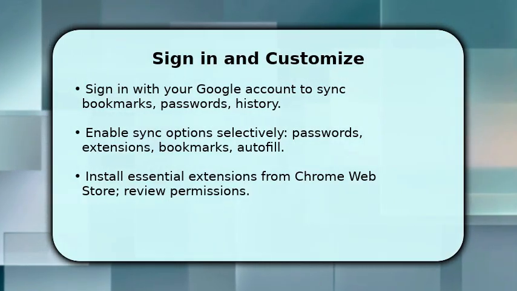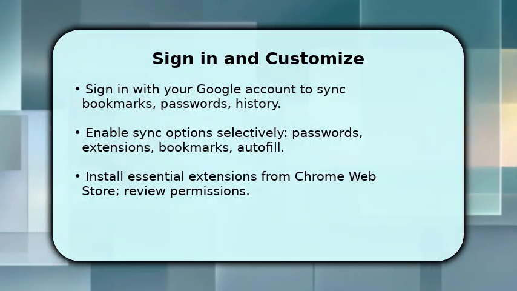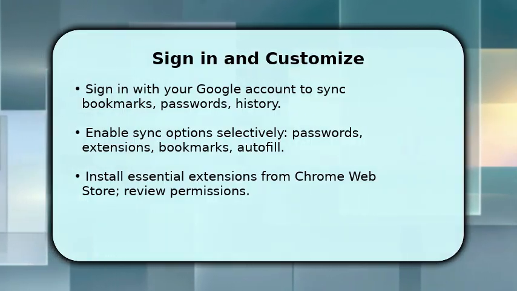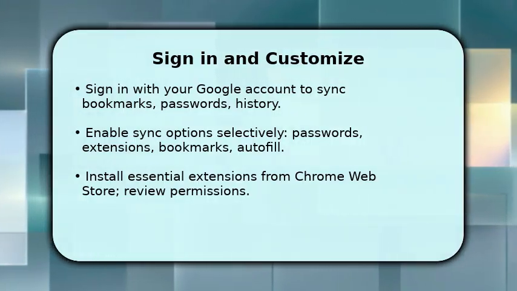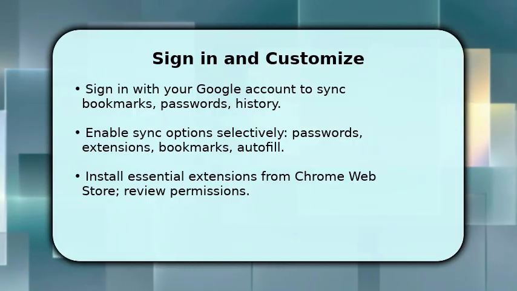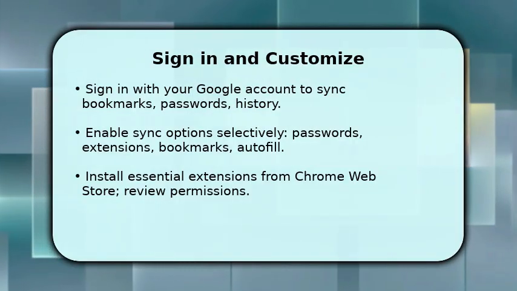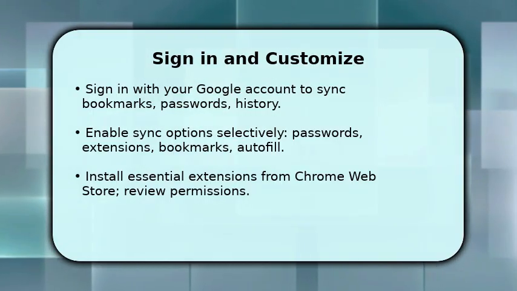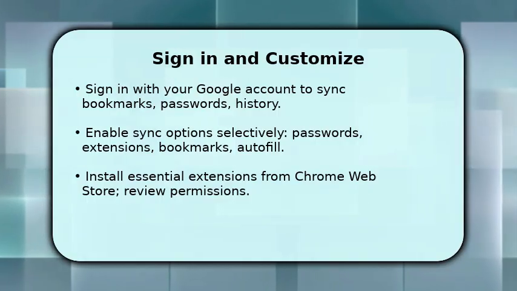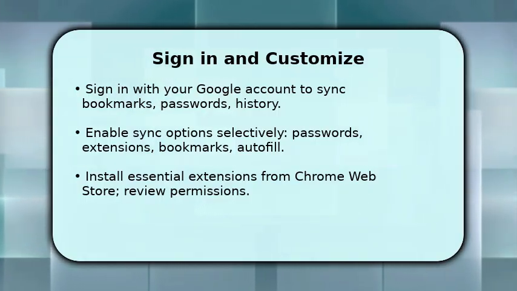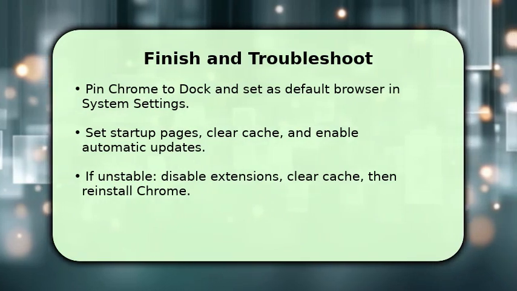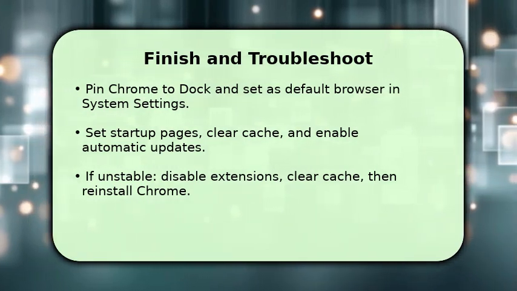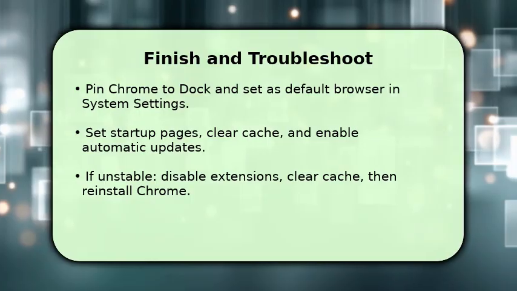Next, visit the Chrome Web Store to add extensions you need. Make sure to review each extension's permissions before installing. Also, customize appearance and startup behavior so Chrome opens the pages or apps you use most, which speeds up your workflow immediately. Pin Chrome to the dock and set it as your default browser in System Settings so links always open in Chrome. Configure startup pages and enable automatic updates to keep Chrome secure.